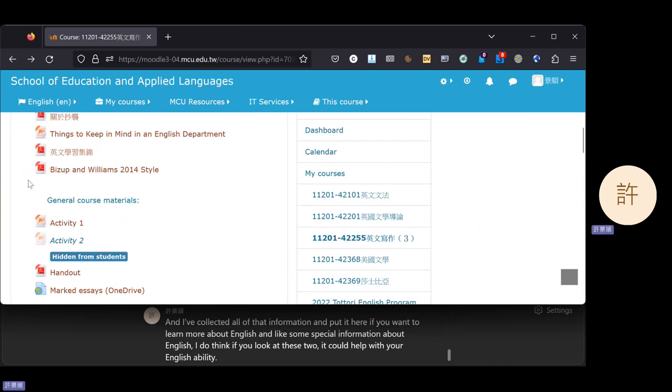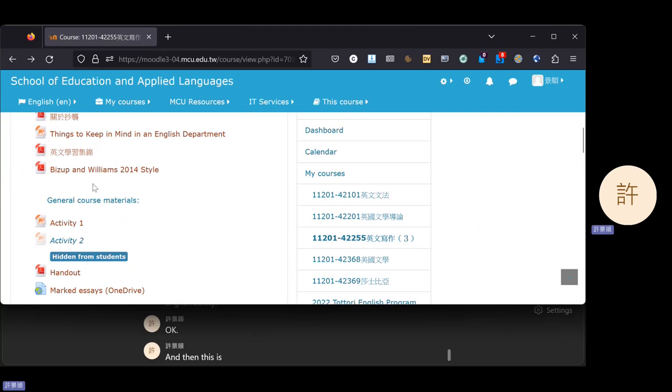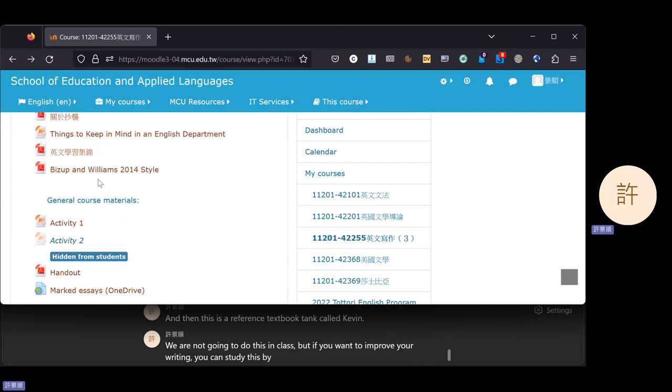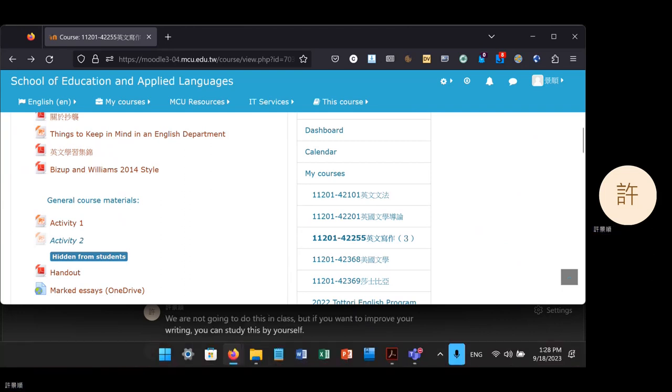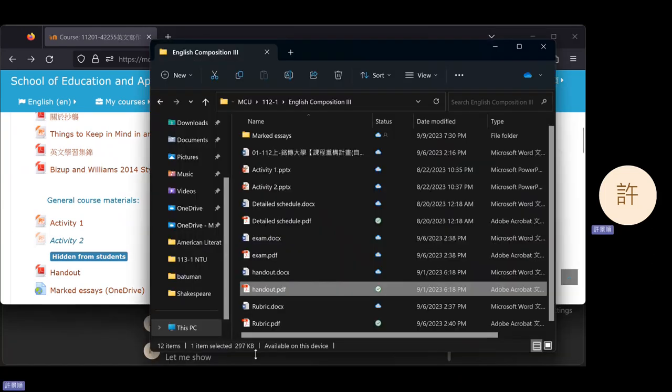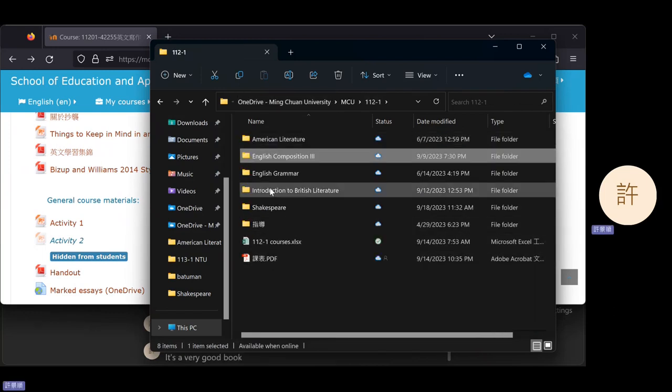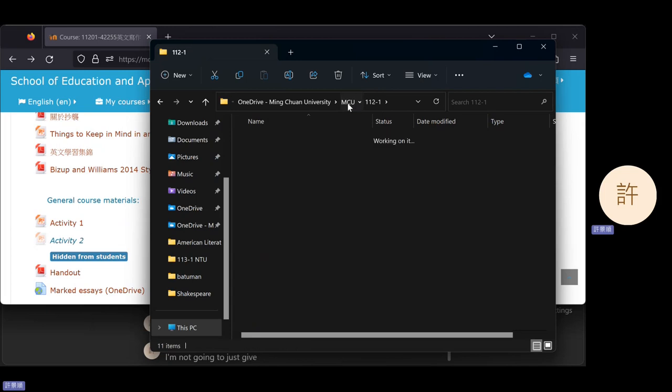Okay, and then this is a reference textbook. We are not going to do this in class, but if you want to improve your writing, you can study this by yourself. This is a book. Let me show you this book. It's a very good book. I'm not going to just give you a random book.